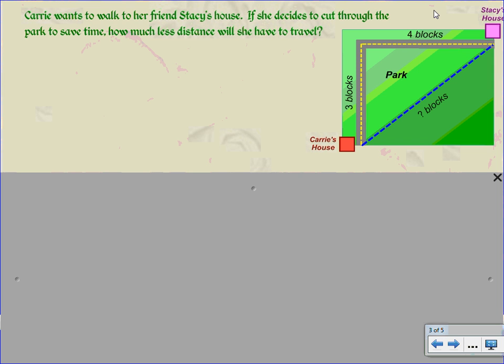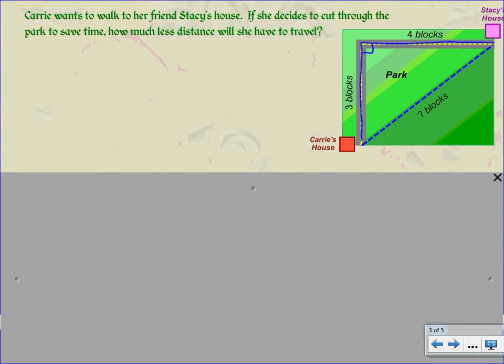I know she can get to Stacy's house by walking up the road, going for 3 blocks, and then going over 4 blocks on this other street. And we know she can do that. But that's a lot longer than cutting through the park. And the park, we've got this nice little diagonal distance here. And these 3 sides make up a right triangle, which means that we can use our handy-dandy Pythagorean theorem, which we love.